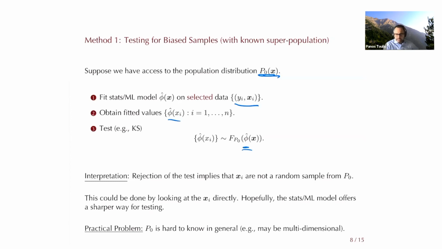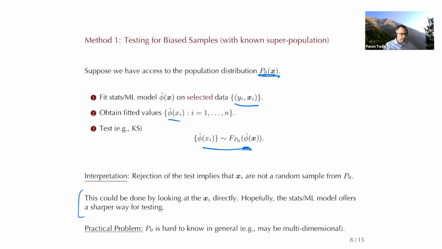So we test that hypothesis, and if we reject it, then we know that the data are not a random sample from the superpopulation. So we know that there may be an issue with our inference. Now, I should say that this could be done immediately just by looking at the x's. We don't even have to look into the y's. We don't even have to fit a model. We just look into the x's, the features, and we test whether they match the superpopulation. But hopefully this ML model that we're using is a sharper way of testing that.